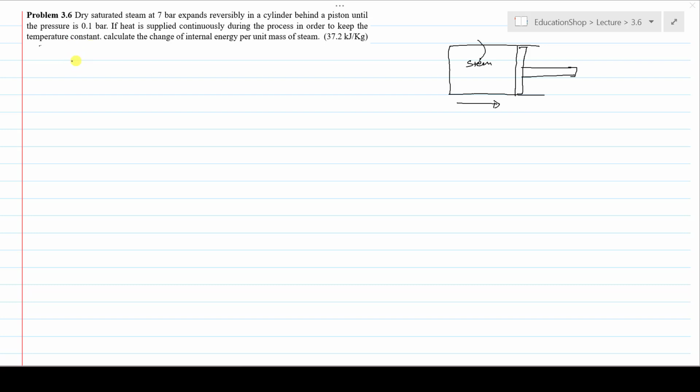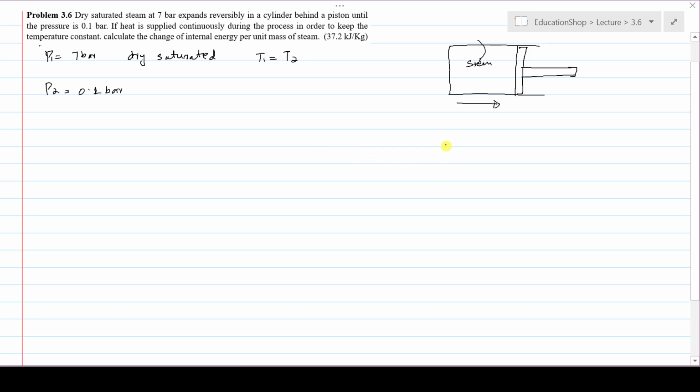Okay, let me write the data that is given in the statement. The pressure P1 is 7 bar. It also says the steam in the first state is dry saturated, and it says that the change in temperature is 0, which means the temperature T1 is equal to T2. Here you can say the temperature is constant, that's why T1 is equal to T2. And the next pressure is P2, which is 0.1 bar, and this is the final state of the steam. Here the steam is in the superheated region.